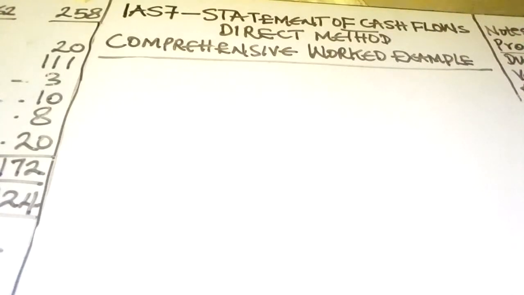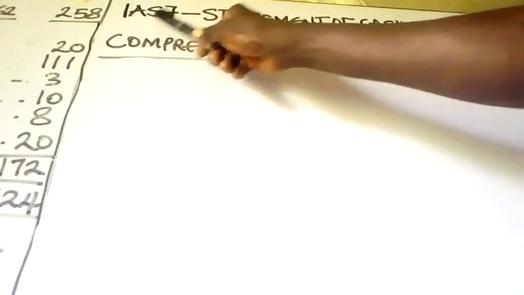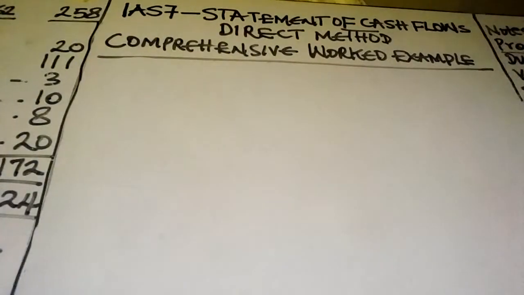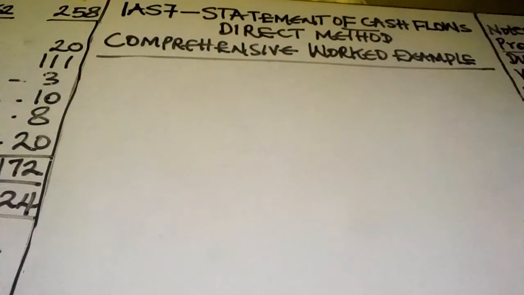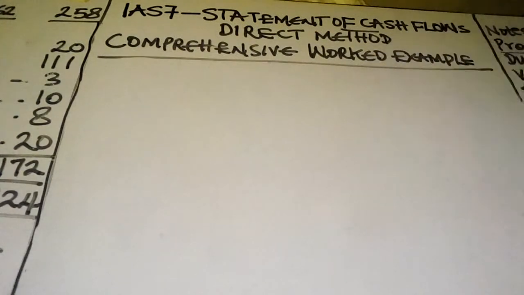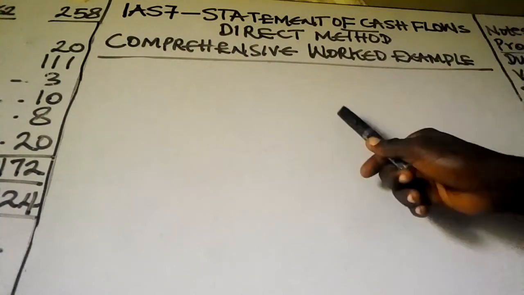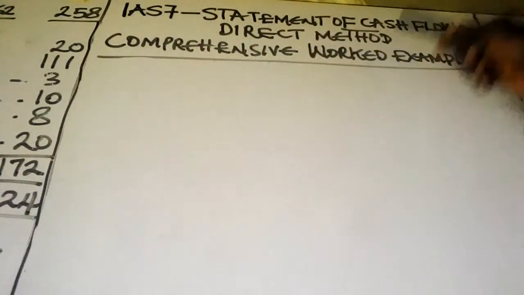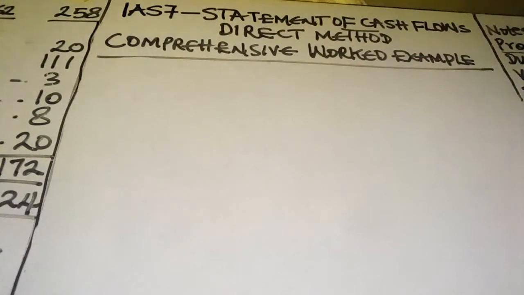Viewers at home, you are welcome to my presentation on IAS 7 statement of cash flows using direct method. This is an extension of my presentation on IAS 7 under direct method. In this presentation, I want to provide a comprehensive worked example to explain my earlier principles.